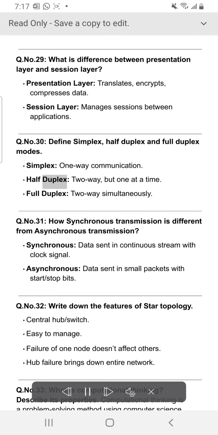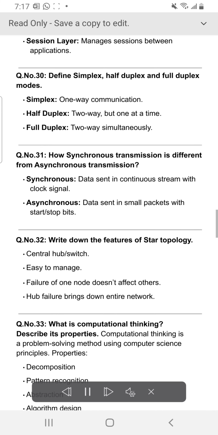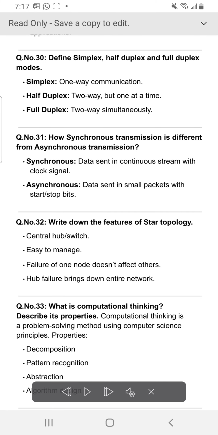Half duplex, two-way, but one at a time. Asynchronous, data sent in small packets with start/stop bits.